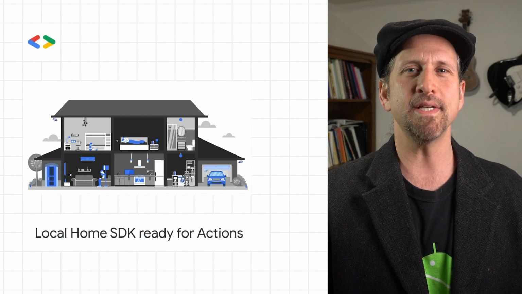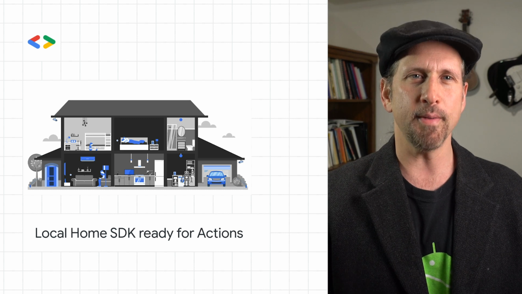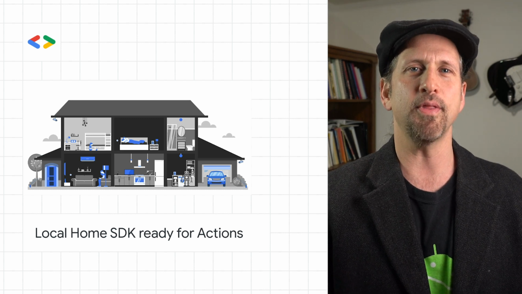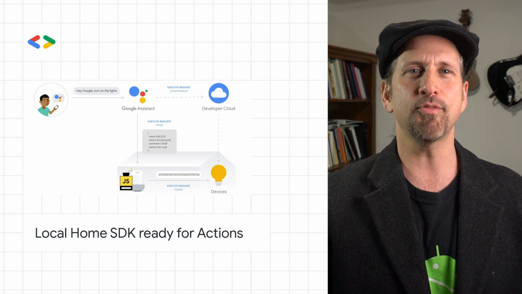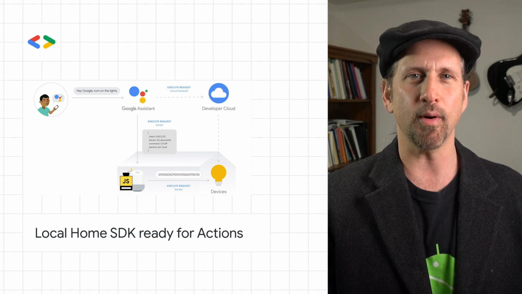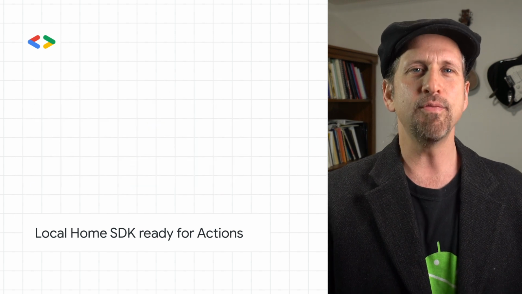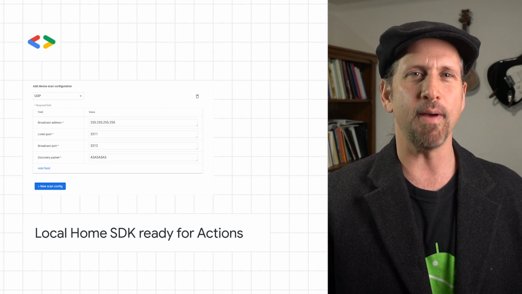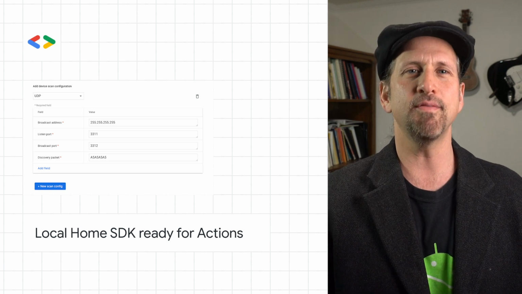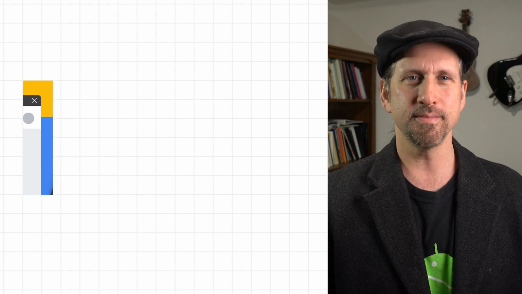The Local Home SDK has exited developer preview, allowing you to submit local fulfillment apps along with your smart home action through the Actions console. Local Fulfillment extends your smart home action and routes commands to devices through the local network, benefiting users with reduced latency and higher reliability. We've also improved the scan configurations in the Actions console based on your feedback, allowing you to enter multiple scan configurations for a given project. Read all about it on the post.